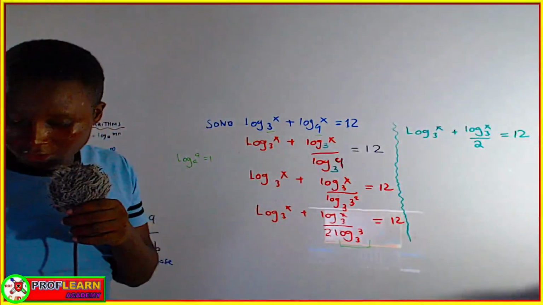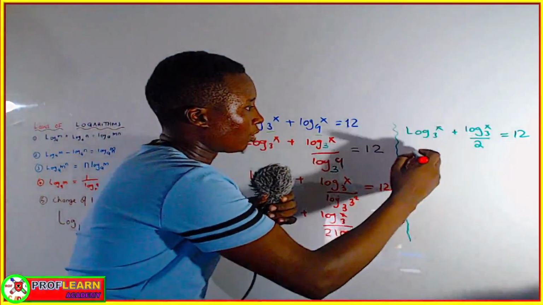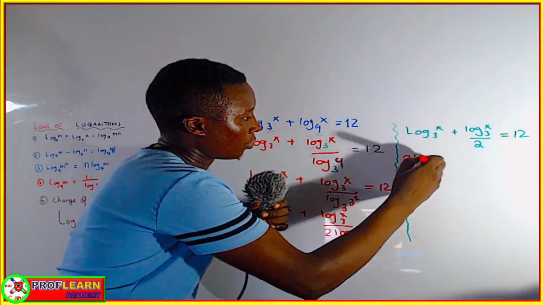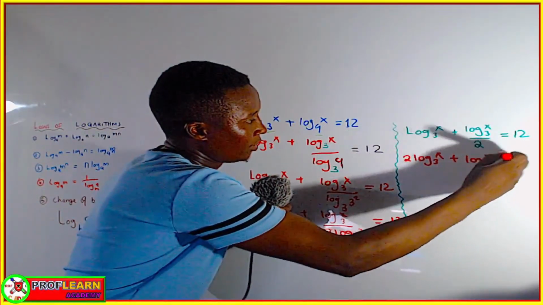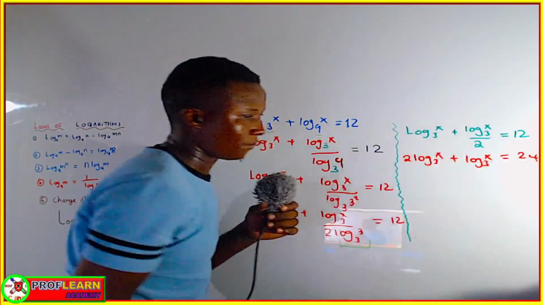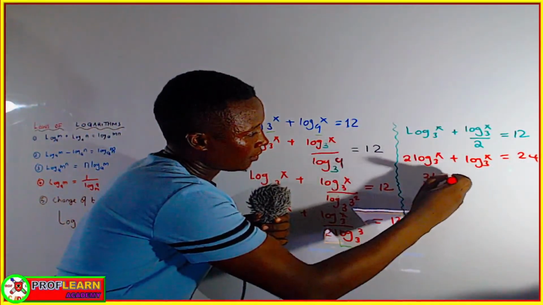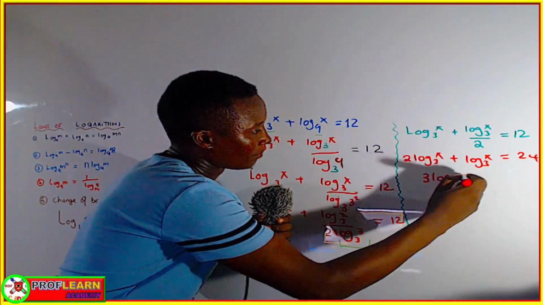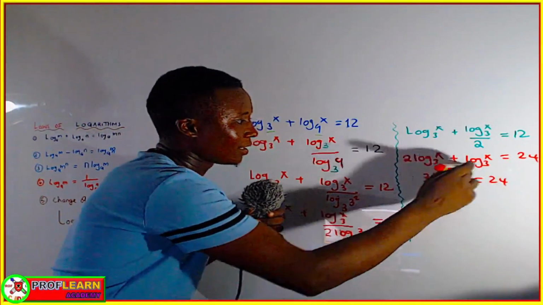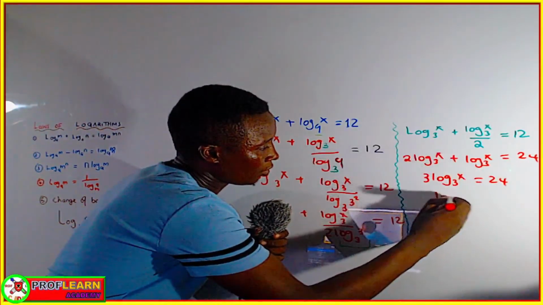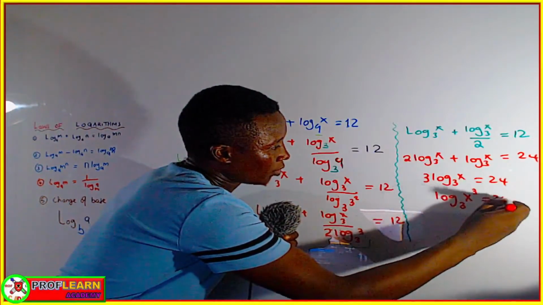So the next thing you are going to do at this particular point is to multiply by 2 all through. So we shall end up having 2 log x base 3 plus log x base 3 equals 24. This means that this is going to reduce to 3 log x base 3 equals 24, meaning we can now take this 3 on top of x. So this is going to be log x cubed base 3 equals 24.